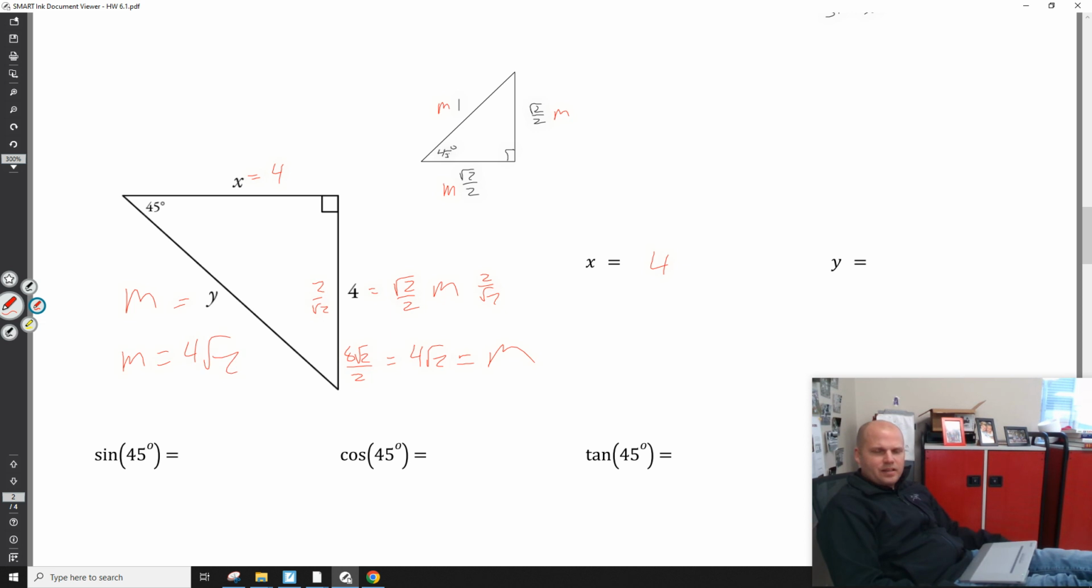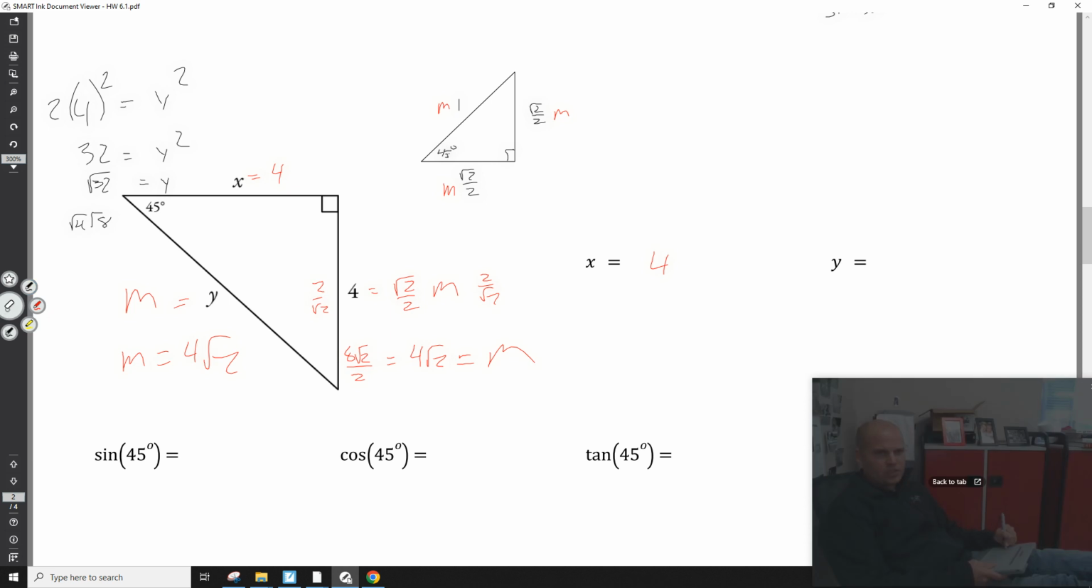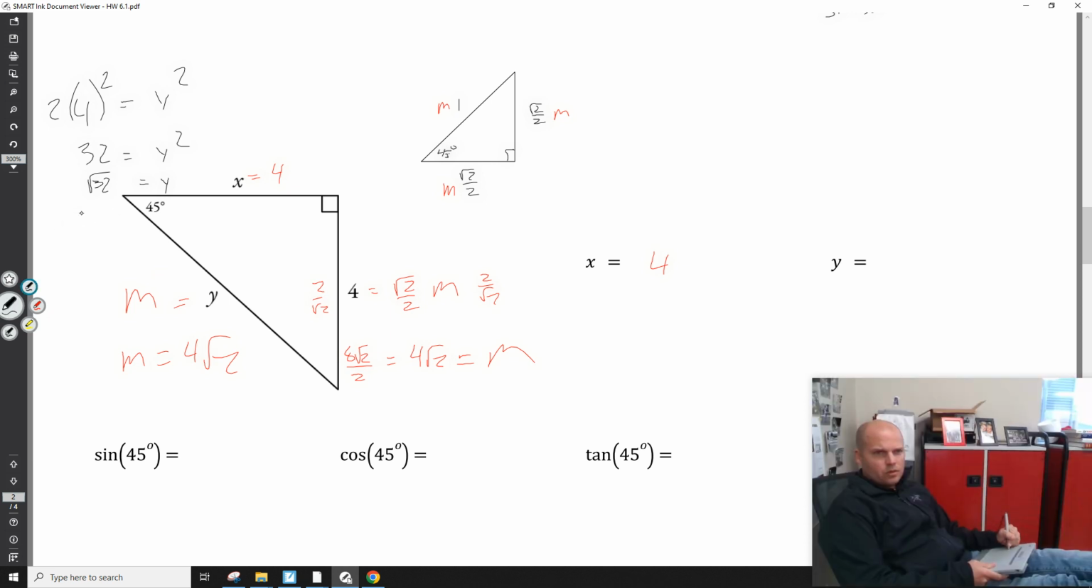There are other ways to remind yourselves of how, if you have a leg, to find the hypotenuse. I mean, you could have also used the Pythagorean theorem. Double 4 squared has to equal y squared. 32 has to equal y squared. Y has to equal root 32, which is root 4 root 8. Just 2 root 8. Sorry, root 16 root 2. Root 16 root 2, 4 root 2. So, I didn't have to do it this way. I could have used the Pythagorean theorem.